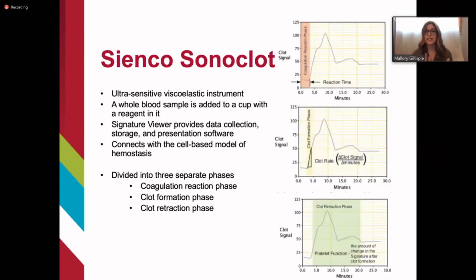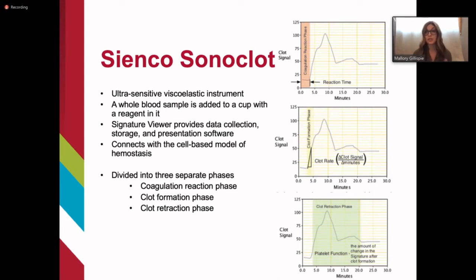We use the Sienco Sonoclot, which is an ultrasensitive viscoelastic instrument. And so you select a reagent, and Sienco has created a very wide range of reagents for the entire hemostatic process. Some of the more common would be the Kaolin or the C-Lite reagent. So you pick your desired reagent, you add a sample of whole blood to the cup, you place it in the chamber, and the pin oscillates up and down and generates the signature that you can see here as the three examples on the right-hand side.